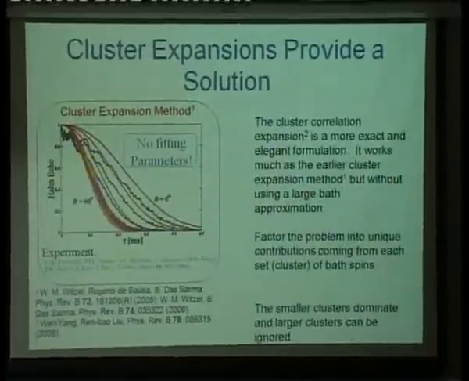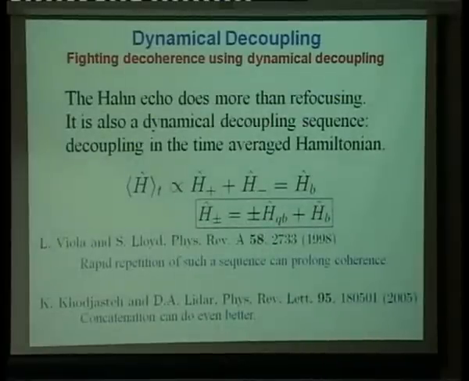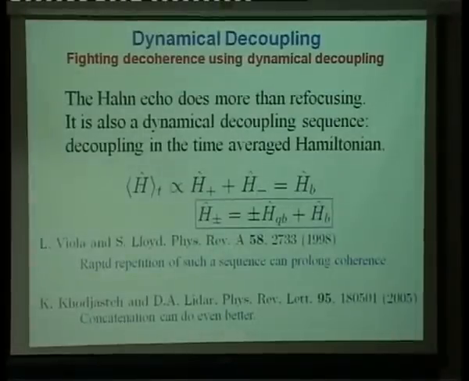Hahn spin echo takes away all the inhomogeneous broadening. Can you do better? So people know that you can do better. You can use lots of pulses. The basic idea is that if you understand your Hamiltonian precisely, remember I told you, there is no decoherence in real life, right?